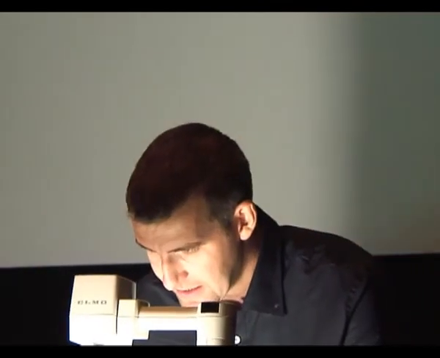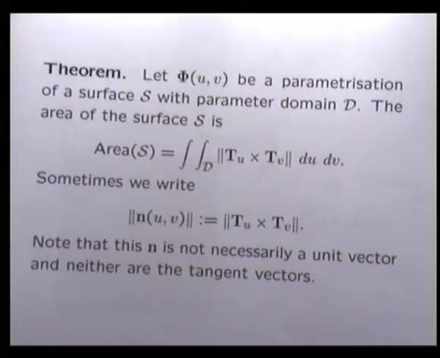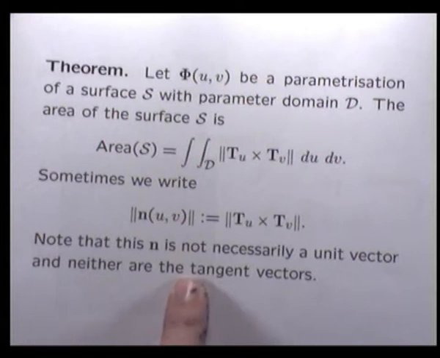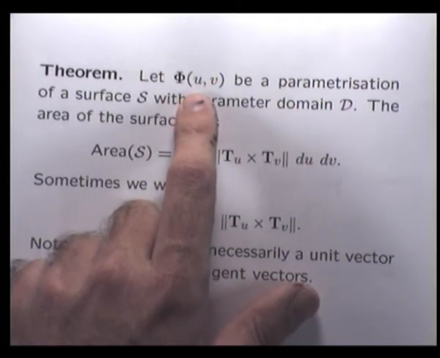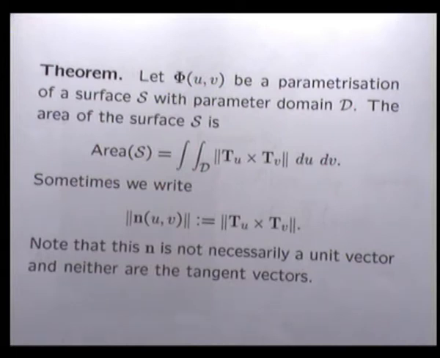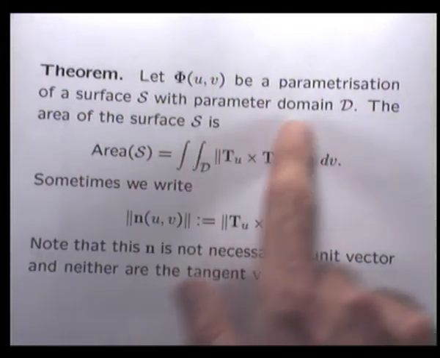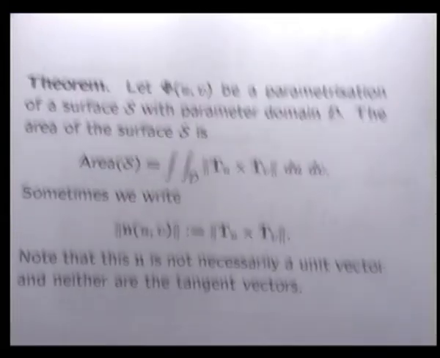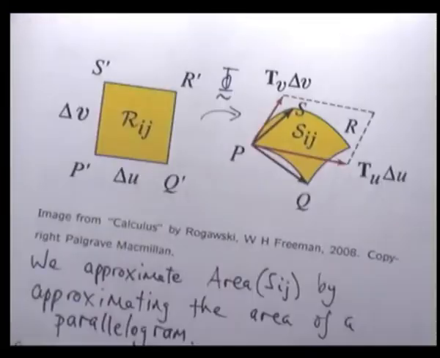All right, so the big theorem that we looked at in the last lecture was the following. It told us how to calculate the surface area when we have a parameterization. We construct the tangent vectors, T_u and T_v, take the cross product and look at the magnitude of that cross product, and then we integrate over the domain D. I justified all that last time, so I'm not going to go through it again.